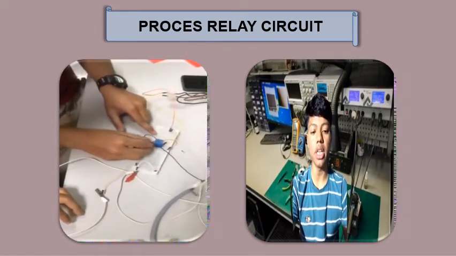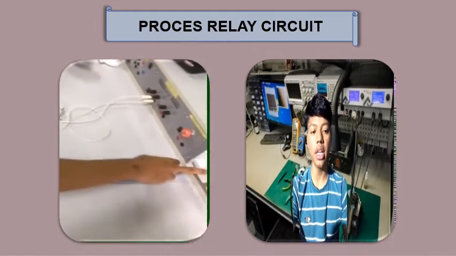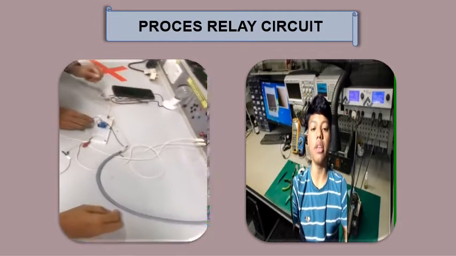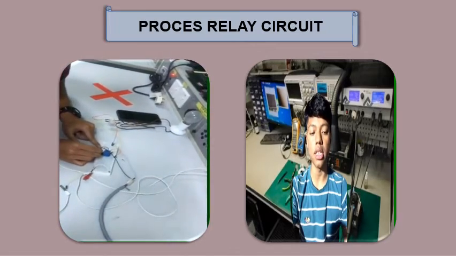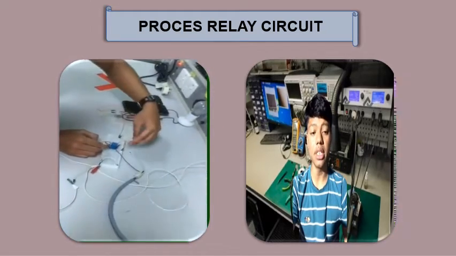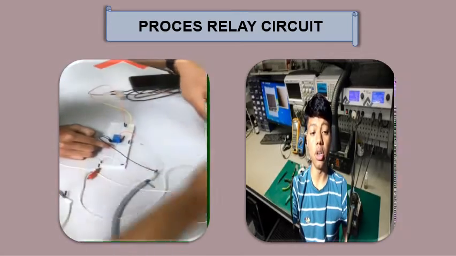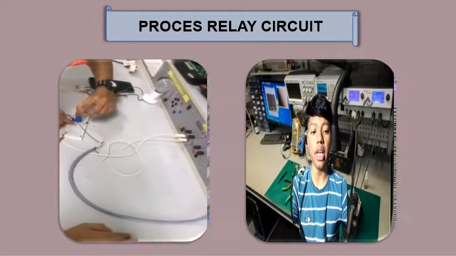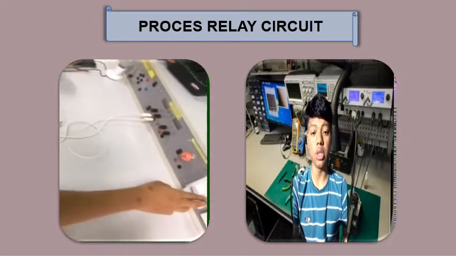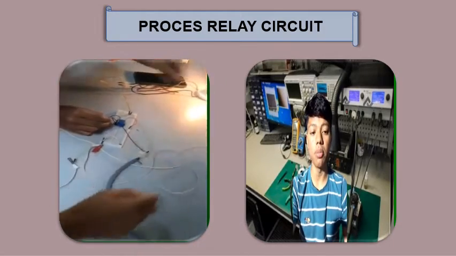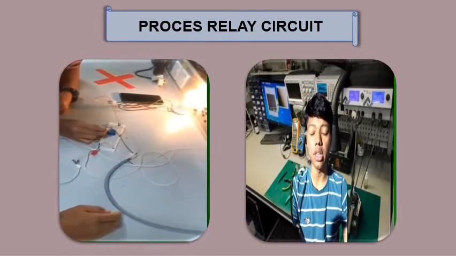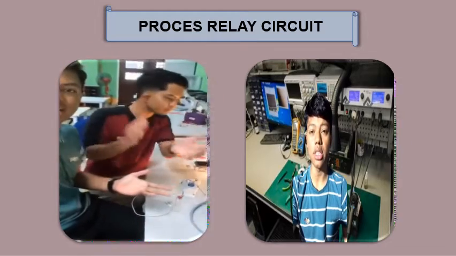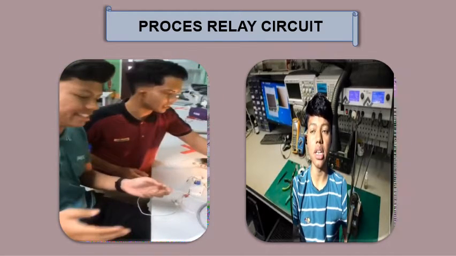Then you have to connect the coil pin to the positive terminal. Then you have to jump from the power supply to the normally closed, and then you have to take the wire jumper from normally open to the positive terminal. Then the lamp will light up.